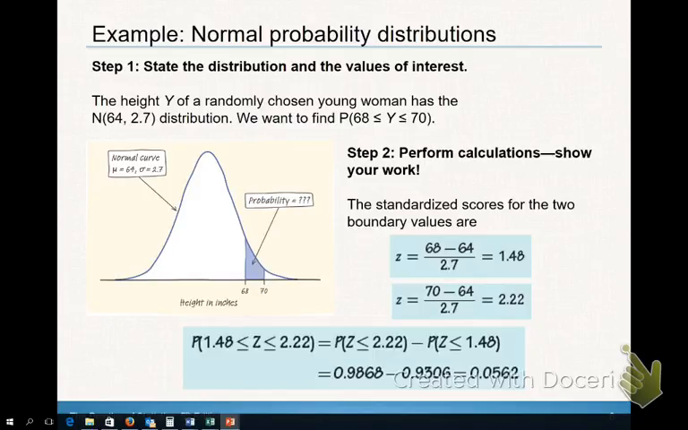And you can either use the table, or remember we can use the distribution button in our calculator to find that the probability would be 0.0562, or about 5.6%.